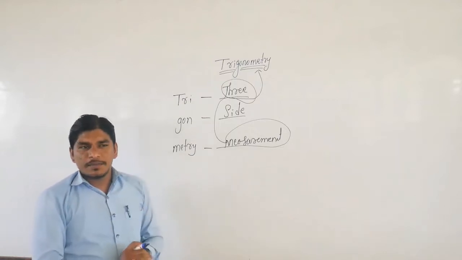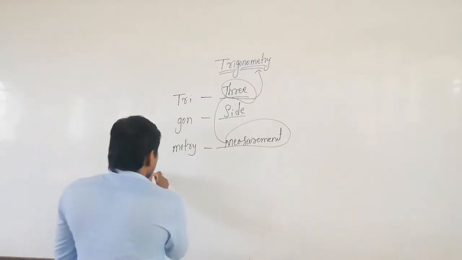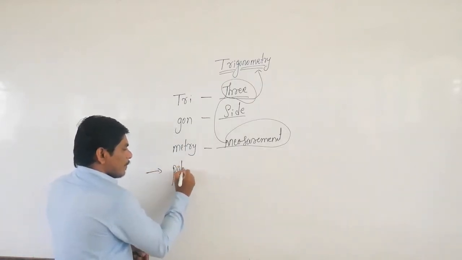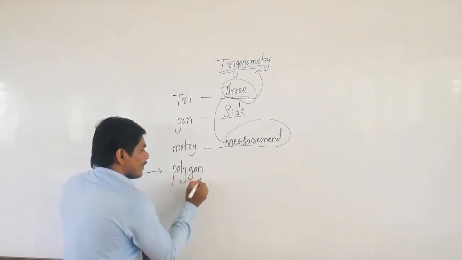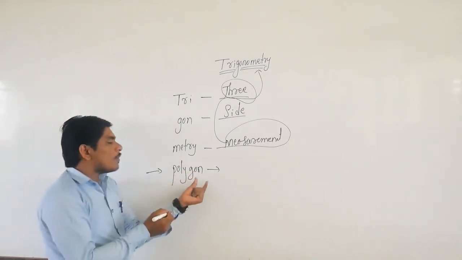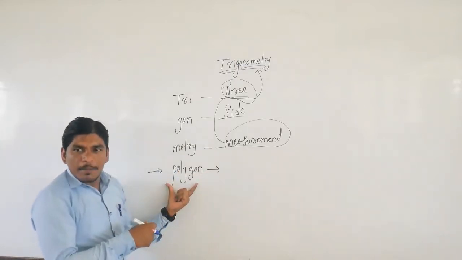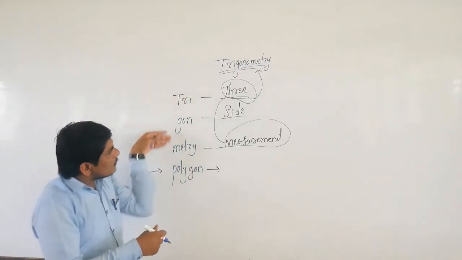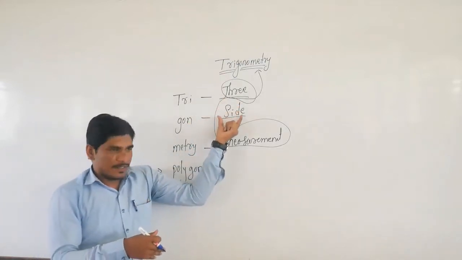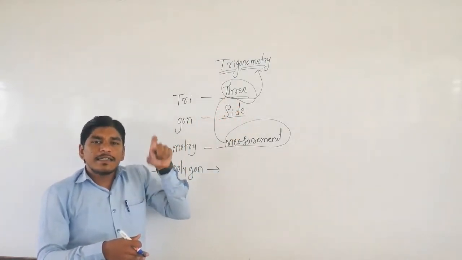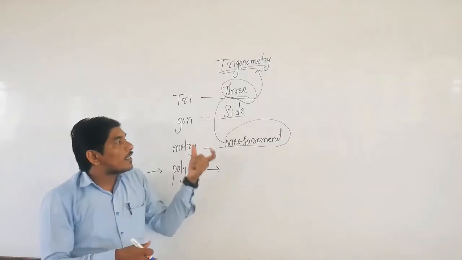First you have to understand what a polygon is. This concept is very important in the geometry part. Polygon: poly means many, gon means sides. So a geometrical figure with many sides is called a polygon. But in this definition, only three sides. It means a bounded figure containing three sides is called a triangle.